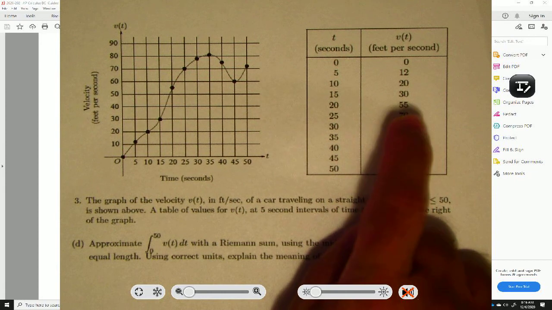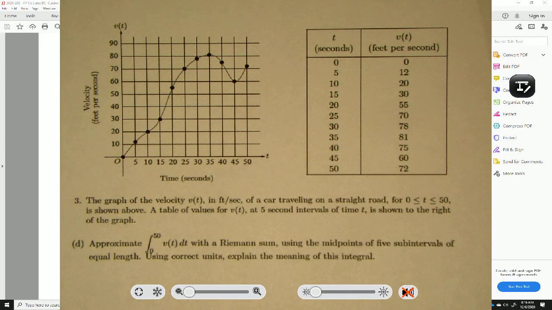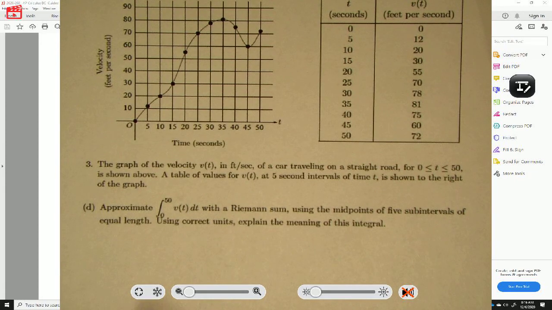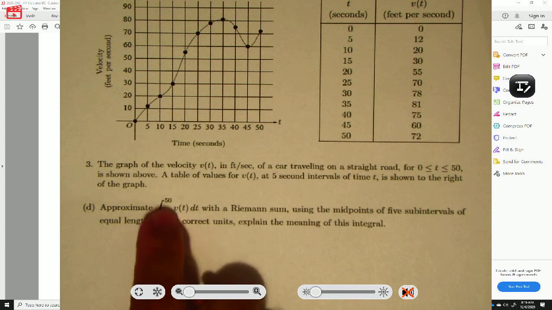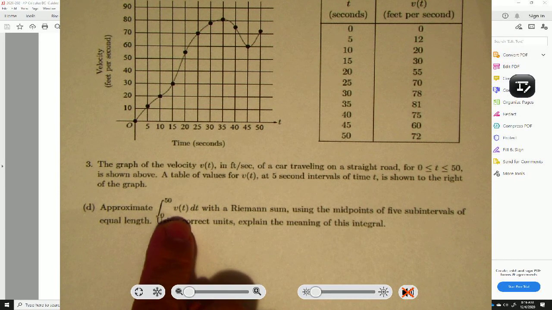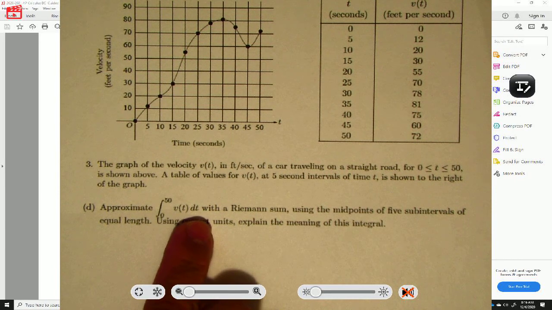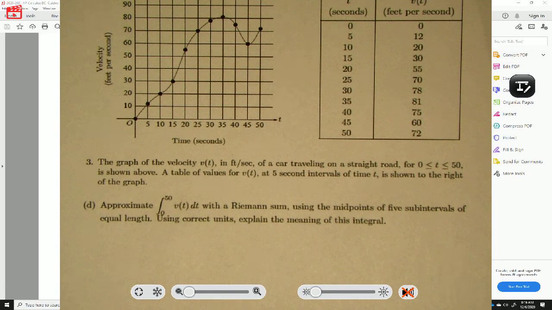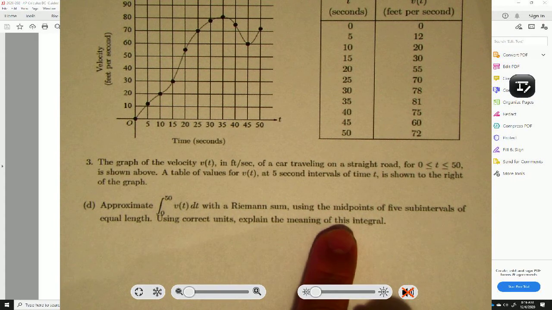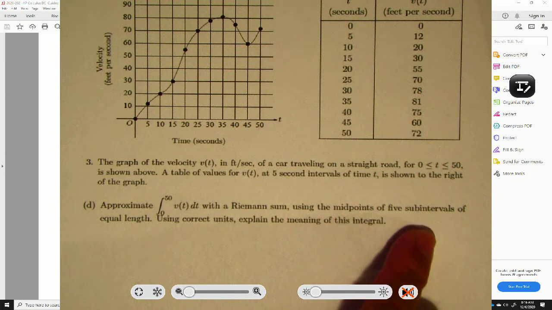Now we're going to approximate, and up to this point, I'm not sure whether you have been shown that this is the same as something called a Riemann sum. Up to this point we did left endpoint, right endpoint. We might have done upper sum, lower sum. Now what we're doing is something called midpoints. We're doing midpoints of 5 subintervals.